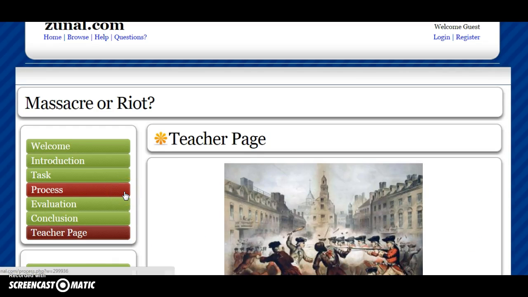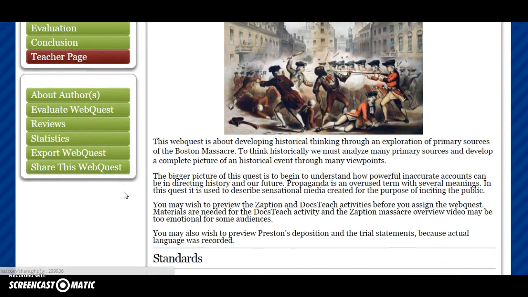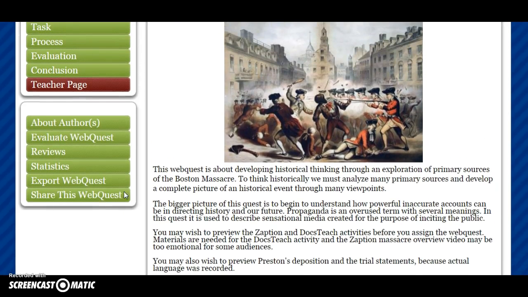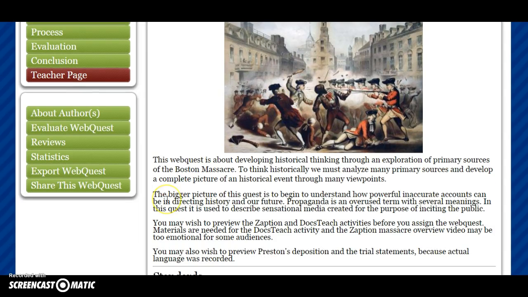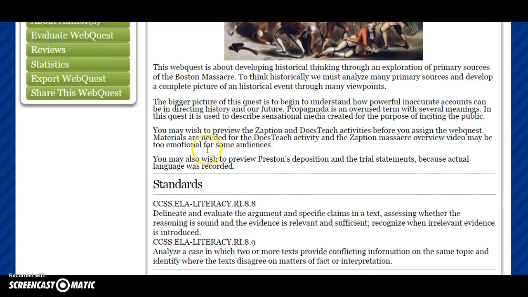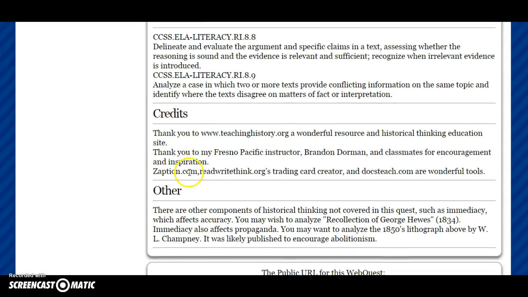Here I provide sources for one of the components of historical thinking that I did not touch on in the Webquest, immediacy. This lithograph was made decades later, in the 1800s sometime, during the abolition movement, and you can see the central figure in the lithograph, so there's a reason for that. And there are a few later sources made by people at the time, but later.